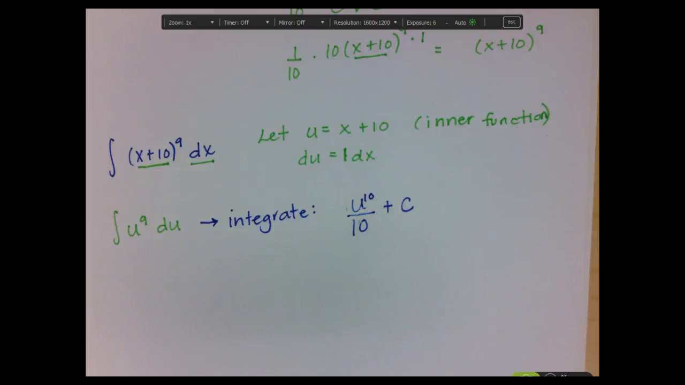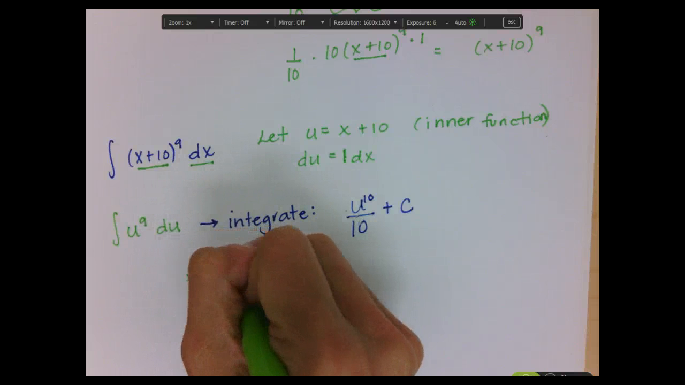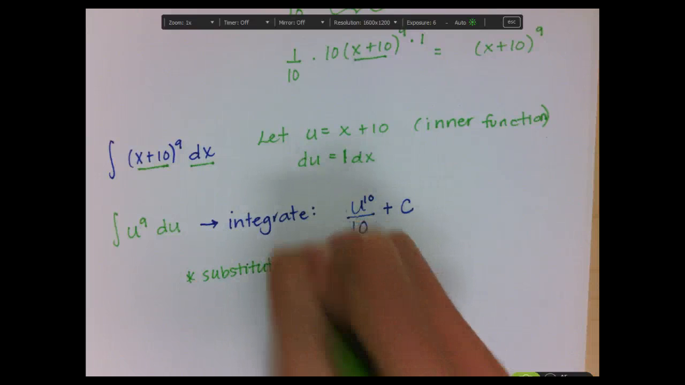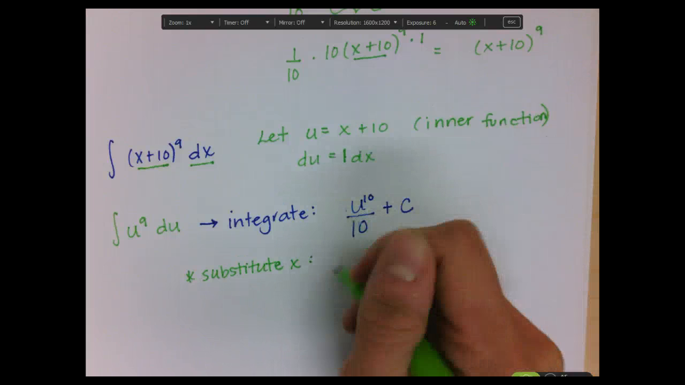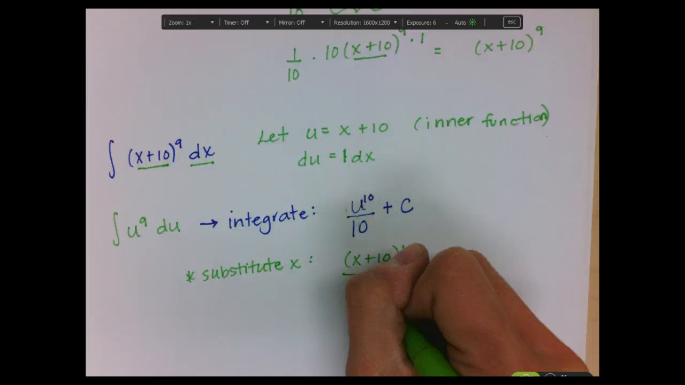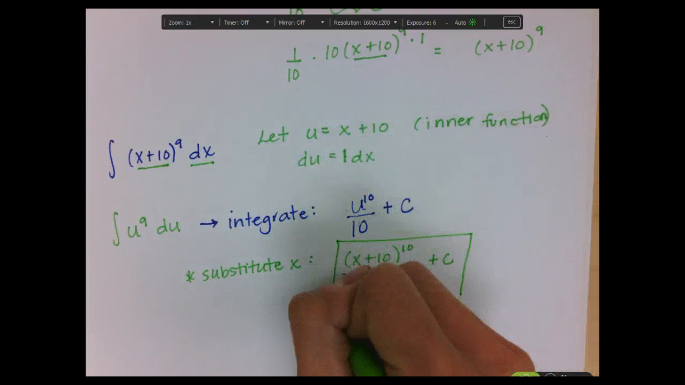So now that I've integrated in terms of u, let's figure out then what the function would be if I substitute x back into it. So remember, u was equal to x plus 10, and there I have my antiderivative.